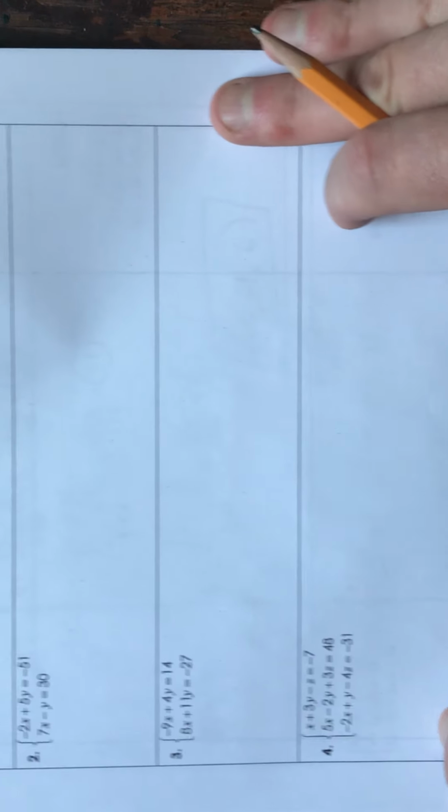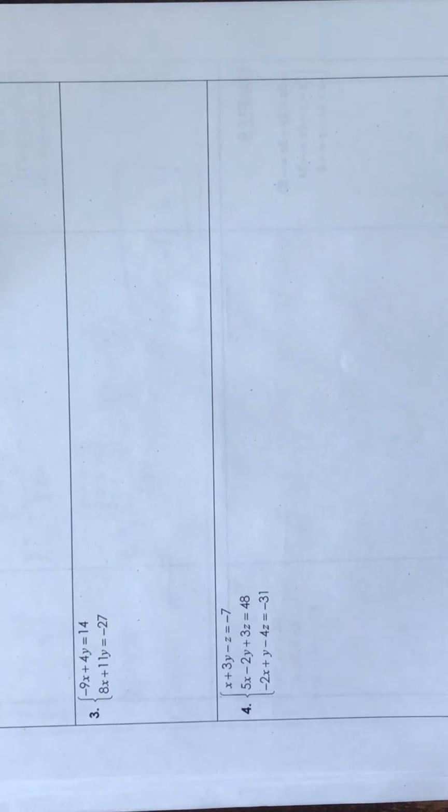So let's go ahead and practice this a little bit by doing 1 through 4 on homework 8. That just gives you one of the 3 variable systems there.